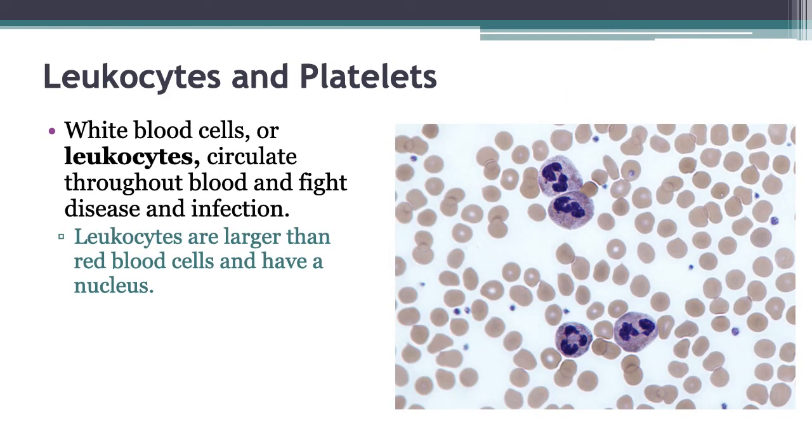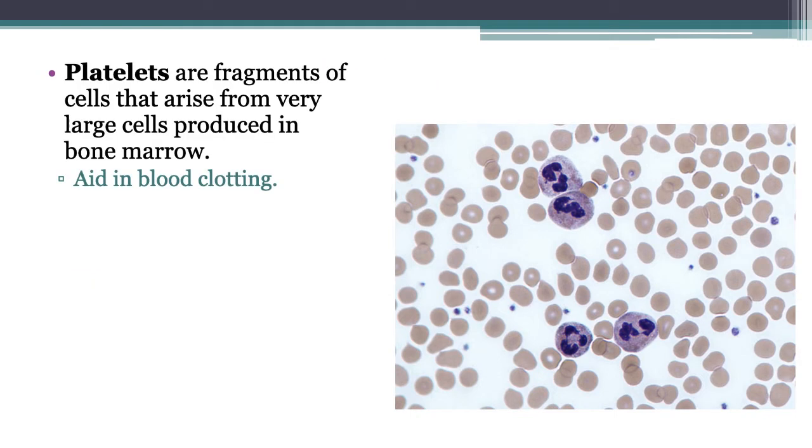Leukocytes and platelets. White blood cells, or leukocytes, circulate through the blood and fight disease and infection. Leukocytes are larger than red blood cells, and they have a nucleus. So red blood cells do not have a nucleus. They lose their nucleus, but leukocytes do still contain the nucleus. Platelets are fragments of cells that arise from very large cells produced in the bone marrow. They aid in clotting. So your platelets are going to help your blood to clot if you have an injury or a cut.